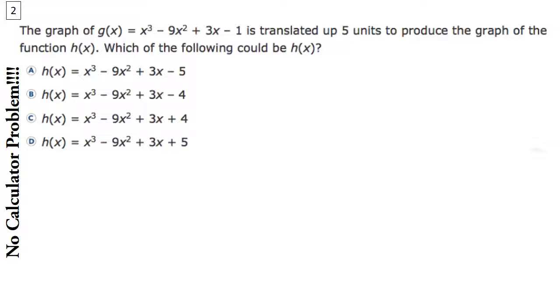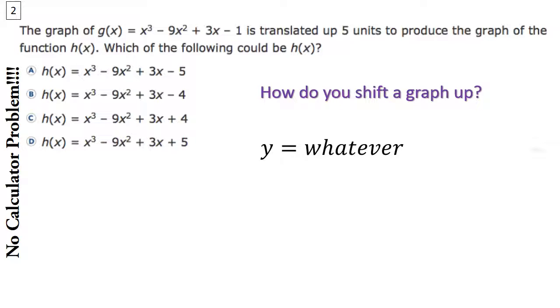All right, so our next question: the graph of g of x is translated up 5 units to produce the graph of the function h of x. Which of the following could be h of x? What this is really going to ask us is, how do we shift a graph up? What is it we do? Well, g of x or h of x or f of x, any of those, it's just y. So y equals whatever. In this case, the y originally equaled x cubed minus 9x squared plus 3x minus 1.